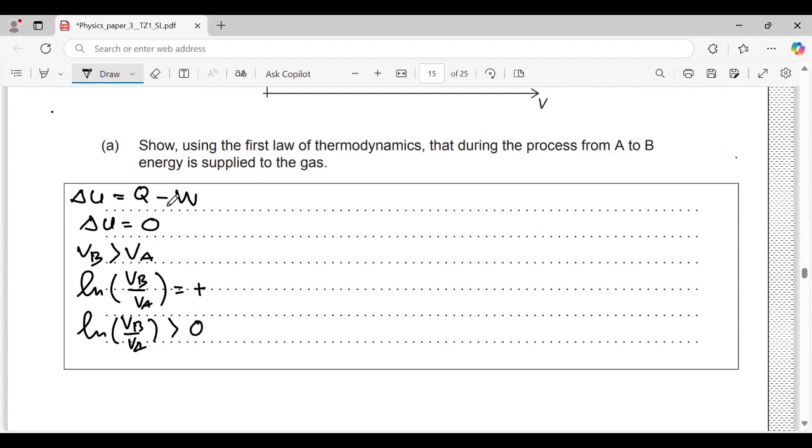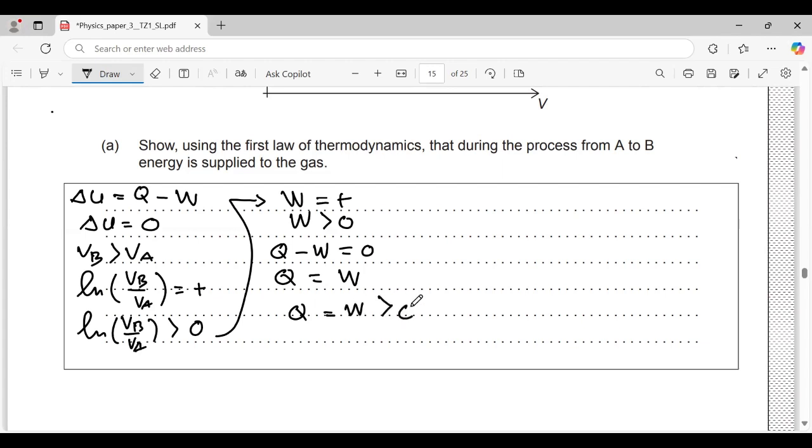So the work done, W, is positive, or W is greater than zero. Based on this information, delta U equals Q minus W and delta U equals zero. So Q minus W equals zero, or Q equals W. And in relation to the statement, Q equals W, which is greater than zero.